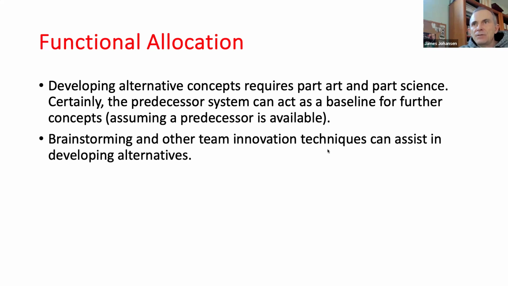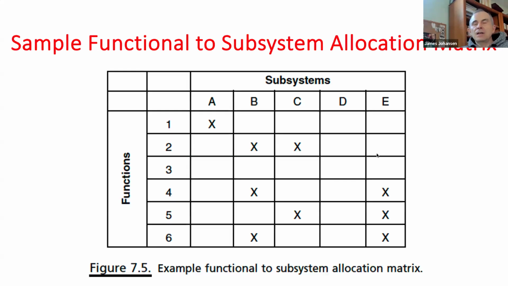Brainstorming and other team innovation techniques can assist in developing alternatives. I like to say that when you're thinking about concept development, the laws of physics temporarily don't apply. You just want to allow those creative ideas to come in, influence you, try to think outside the box, and use all of the various possibilities that can be out there.